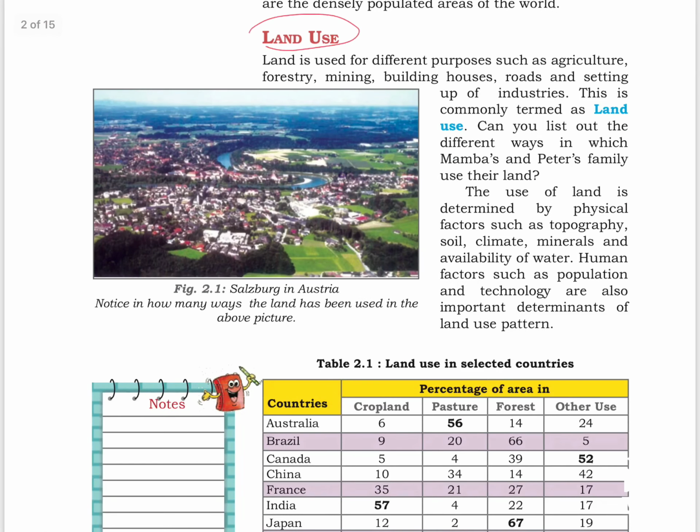Next we have land use. Land is used for different purposes such as agriculture, forestry, mining, building houses, roads and setting up of industries. This is called land use. The use of land is determined by physical factors such as topography, soil, climate, minerals and the availability of water. Human factors such as population and technology are also important determinants of the land use pattern.